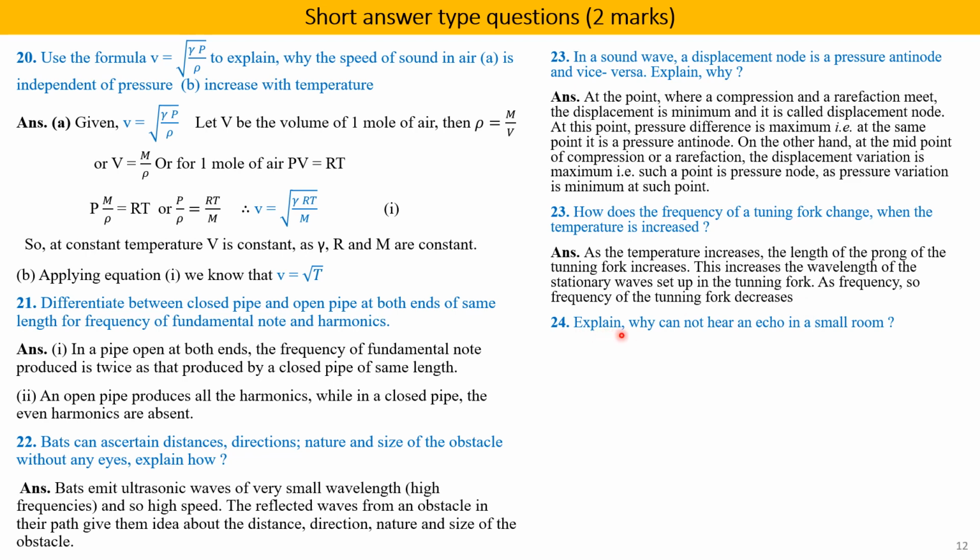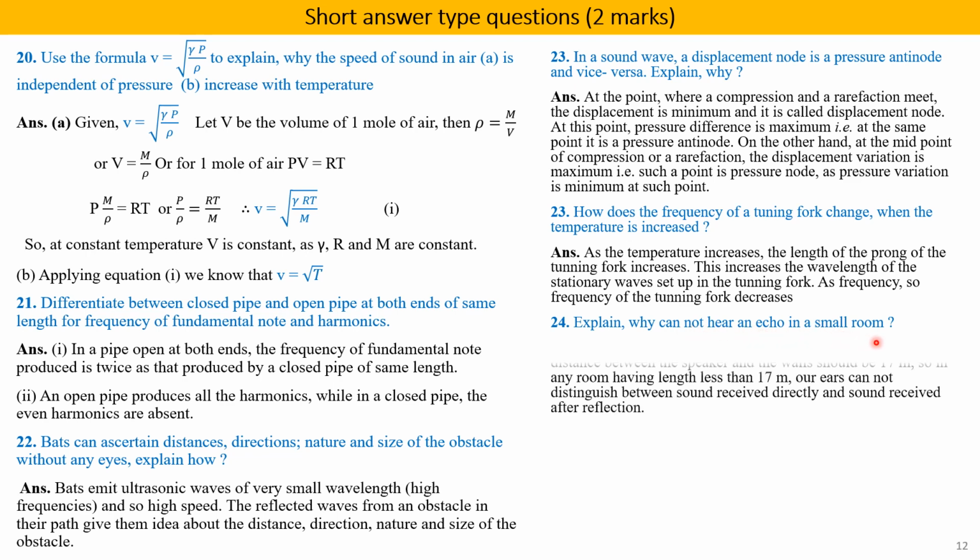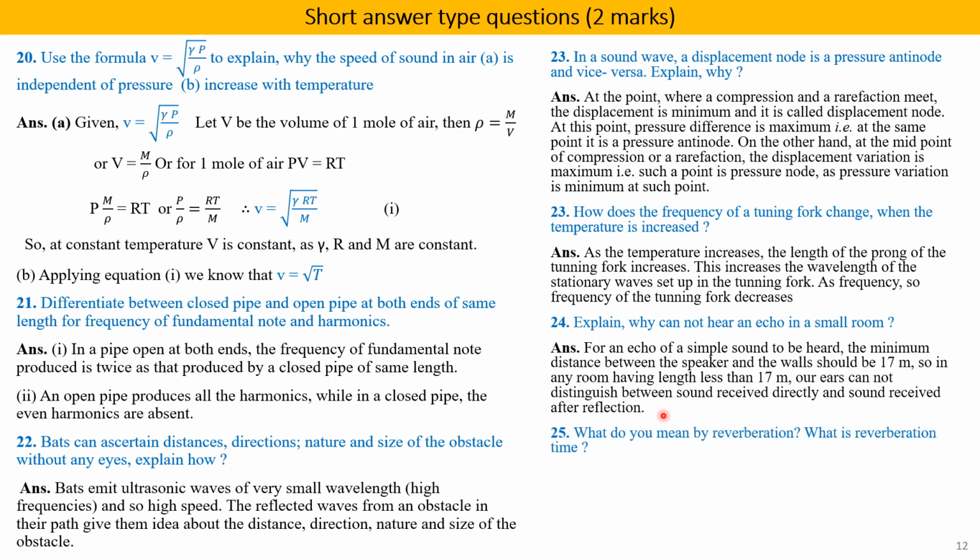Question number 24. Explain why we cannot hear an echo in a small room. For an echo of a simple sound to be heard, the minimum distance should be 17 meters. So in any room less than 17 meters in length, our ears cannot distinguish between sound received directly and sound received after the reflection.